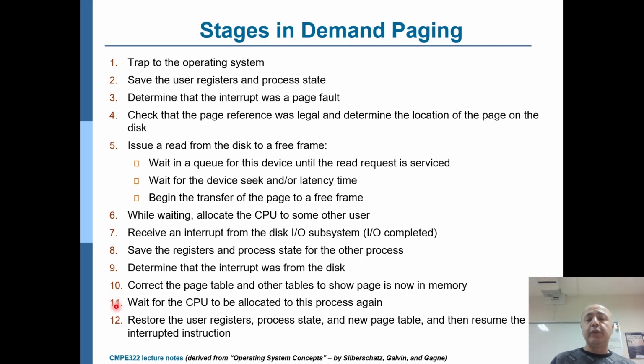And you should wait for the CPU to be allocated to this process again. So actually you should wait for the scheduler. And when it is done, you will restore the user's process registers, process state, and the page table, because you have done a context switch from one process to the other, and finally resume the instruction which was interrupted.